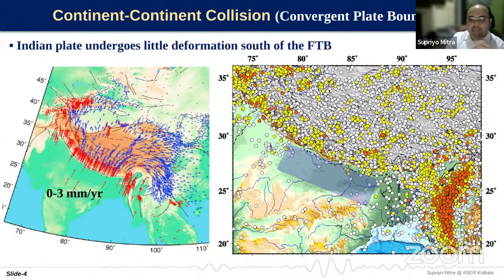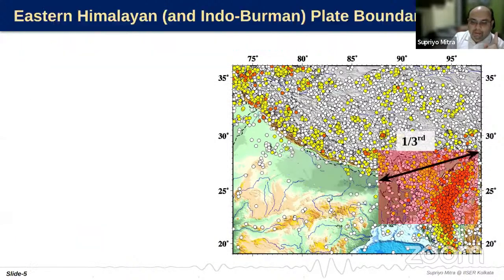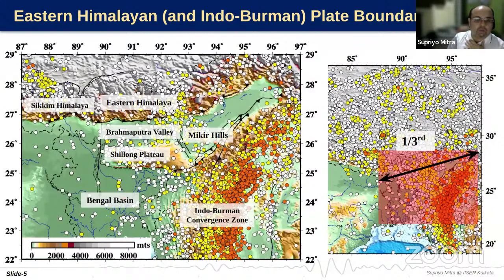But this simplicity does not hold good for the entire range of the Himalayas. So if you come to the northeastern part of the Himalayas, which is in this red box, it forms a third of the Himalayan arc and actually controls how strain is partitioned not only within the boundary, but also away from the boundary. And you can see that the earthquakes are not confined to the Himalayas, but they pour out across this region. So obviously, this region is different from the central part of the Himalayas, and that is what is going to be the focus of my talk today.